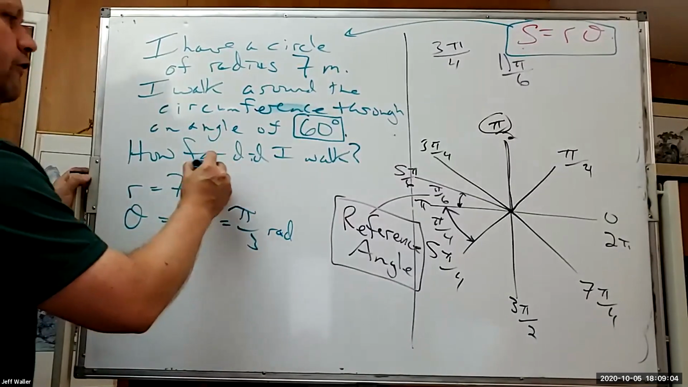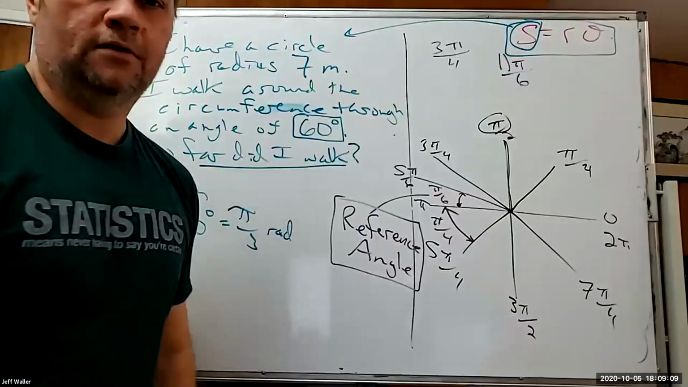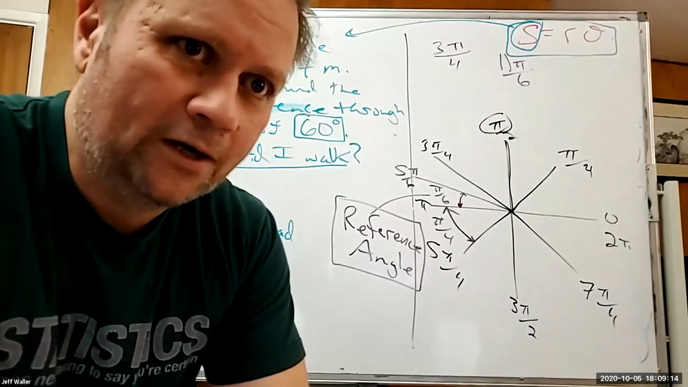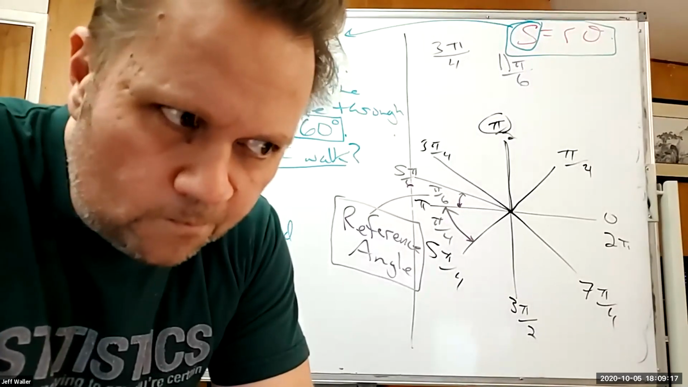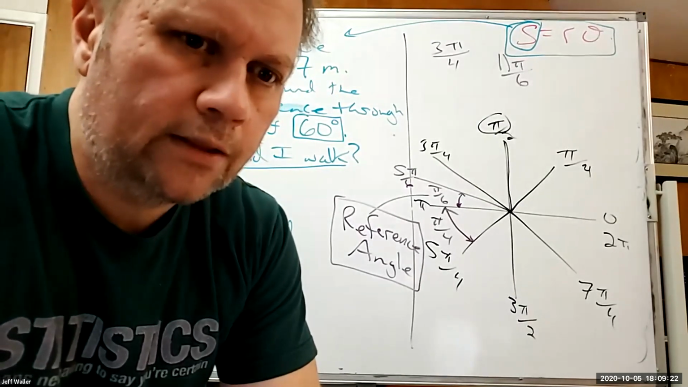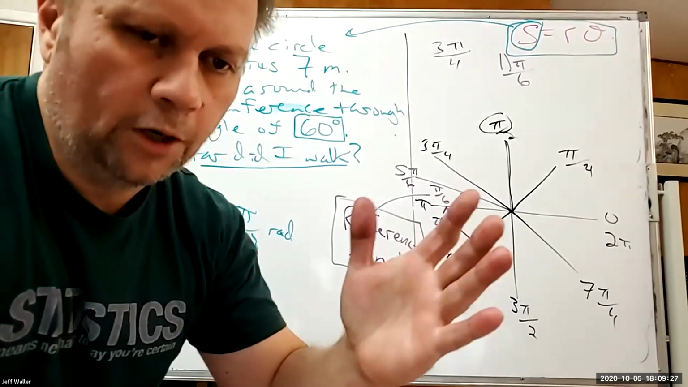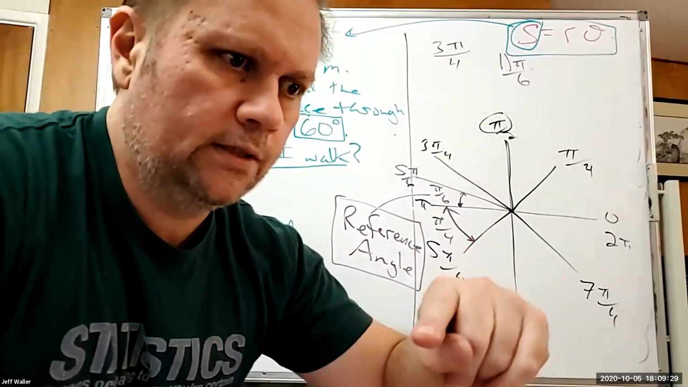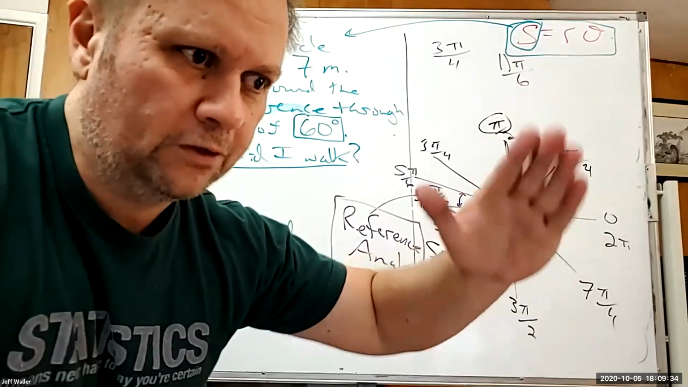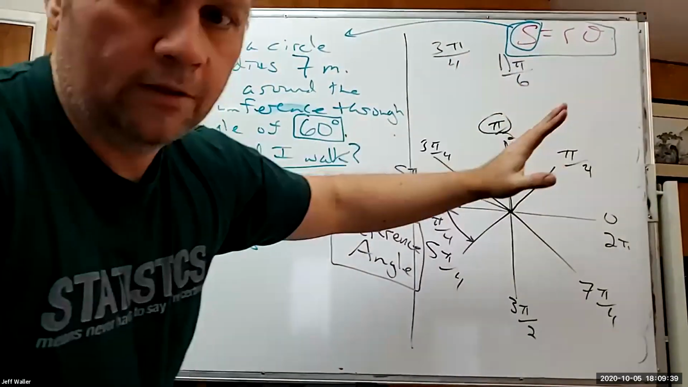Now to figure out how far I walked, what does S mean again? Of course, it references something that has no S in it, which is hilarious. It's something called arc length. In English, it's the distance I actually walk around the circle if I go through a certain angle, which is exactly what this is asking. So this means arc length.